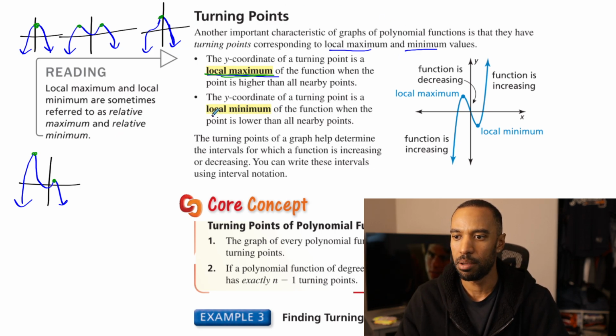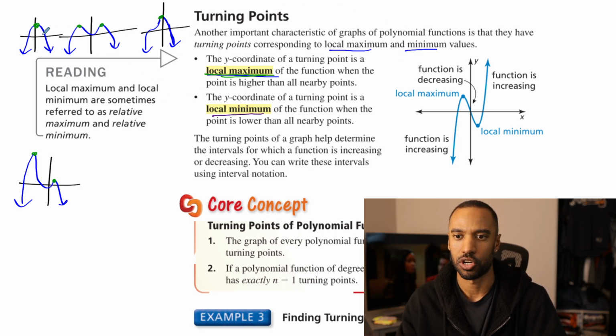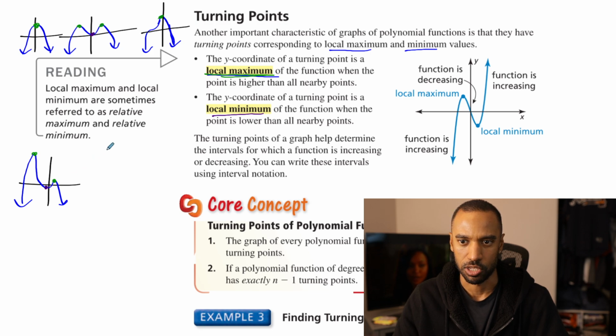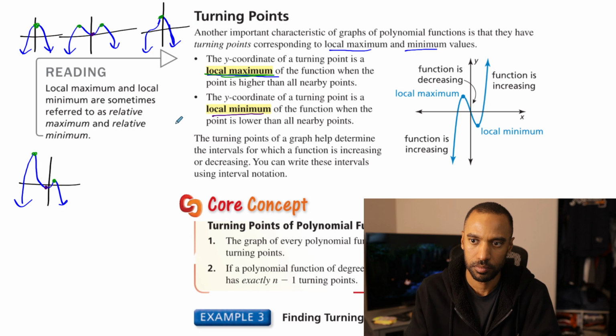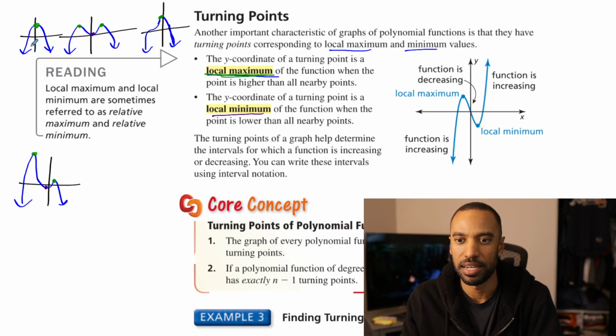Whereas a local minimum is the y-coordinate of a turning point where it's lower than all the other points around it. So that's a local min, and that's a local min. I guess for my specific graphs, those are the only local mins in this case. Nothing else is a local min. These things go down forever as well, so it has no absolute minimum. I guess we're not talking about that.